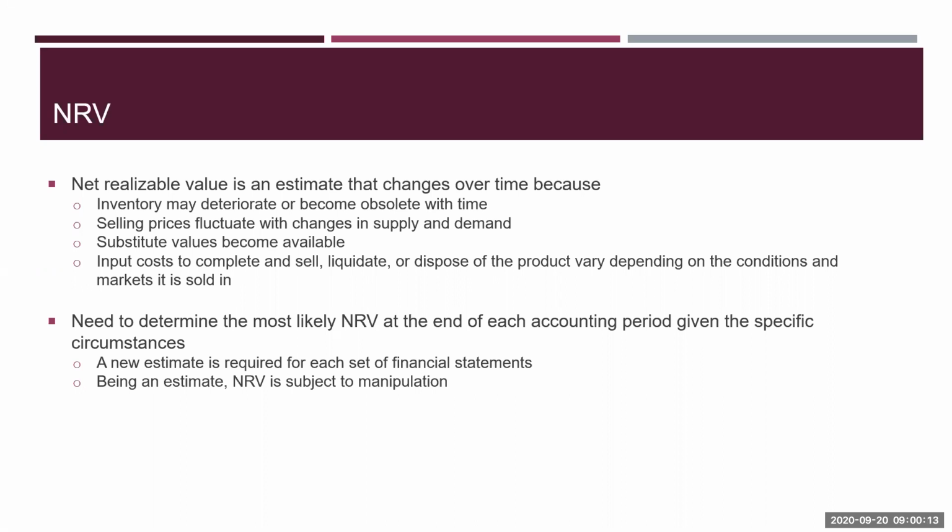So net realizable value, then we got to understand, is an estimated number. It keeps changing. It really depends on the market, supply and demand, what kind of products you have, and so on and so forth. So there are quite some moving and variable pieces in that. So we need to determine the most likely net realizable value at the end of each accounting period, given the specific circumstances. A new estimate is required for each set of financial statements, and being an estimate, NRV is subject to manipulation. Okay.